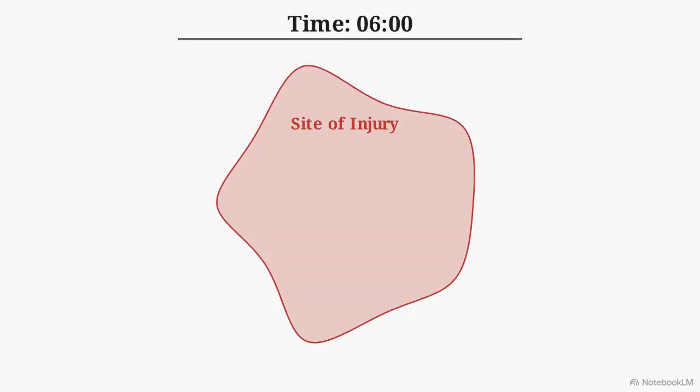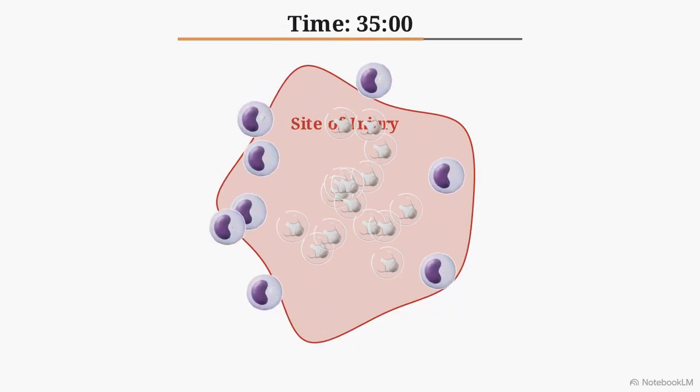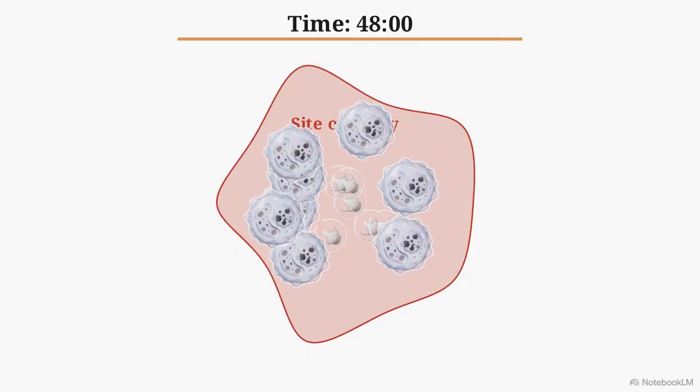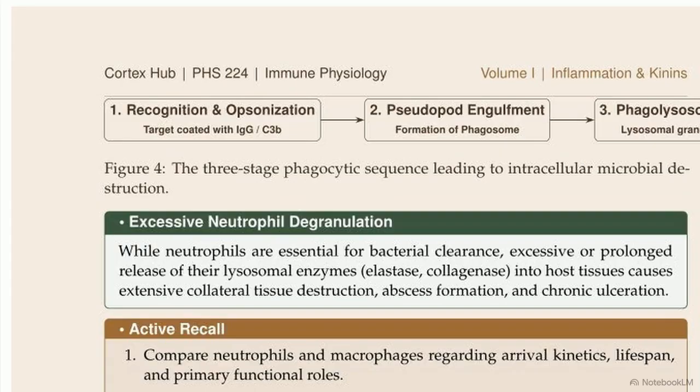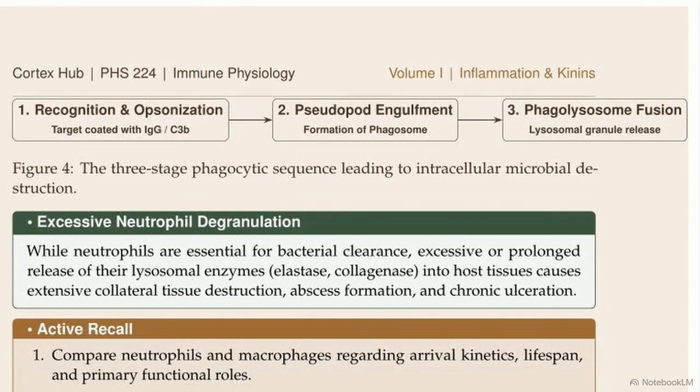Neutrophils are the dominant first responders, flooding the site within 6 to 24 hours. Around the 24 to 48-hour mark, monocytes arrive and differentiate into mature, long-lived macrophages to coordinate the cleanup. This chart shows the 3 phases of phagocytosis. First, opsonins like IgG and C3b coat the target for recognition. The cell engulfs the pathogen into a phagosome, which ultimately fuses with a lysosomal granule to form the phagolysosome.